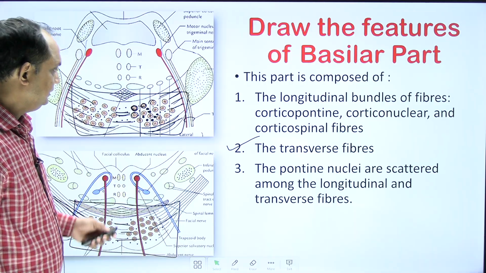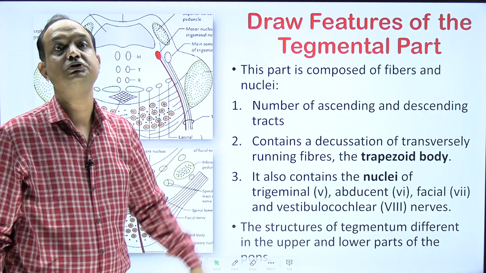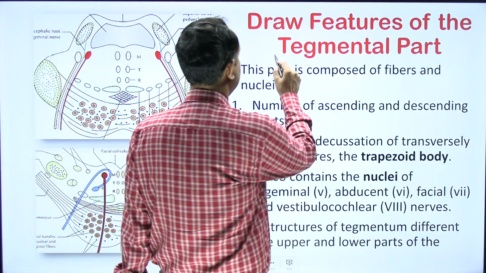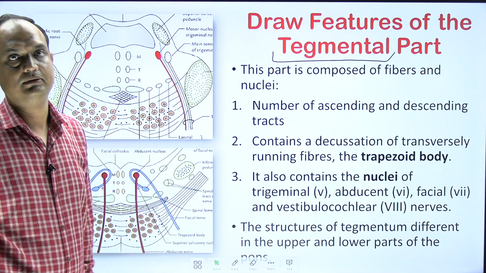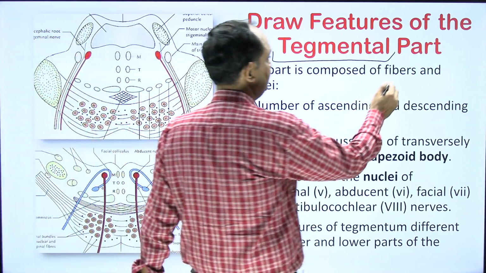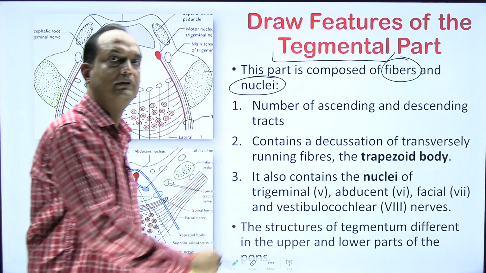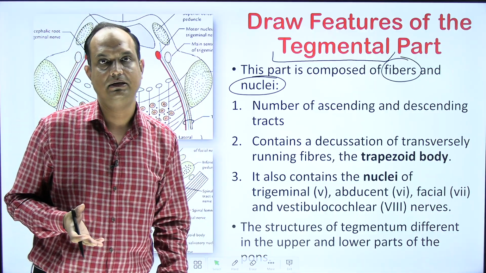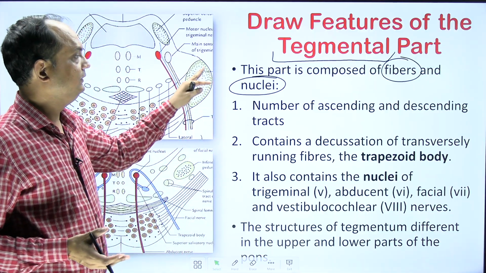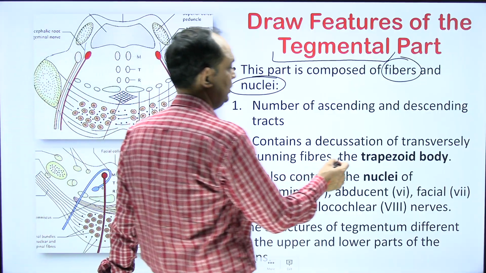Now if we see the other part, that means the posterior part, which is known as tegmentum, this tegmentum is composed of two basic things. You will find the fibers plus you will find the nuclei. The fibers are the ascending and descending tracts other than the pyramidal tract. Plus you will find a very important thing known as the trapezoid body.